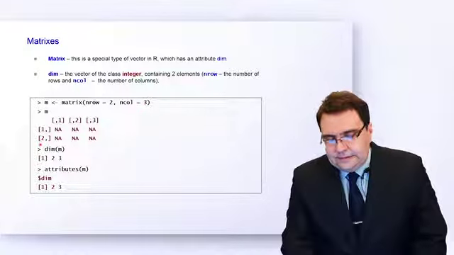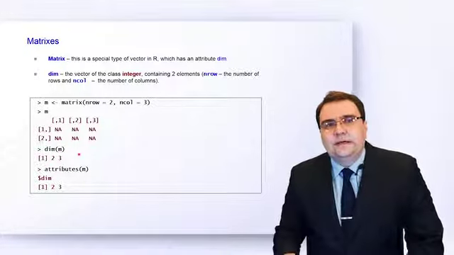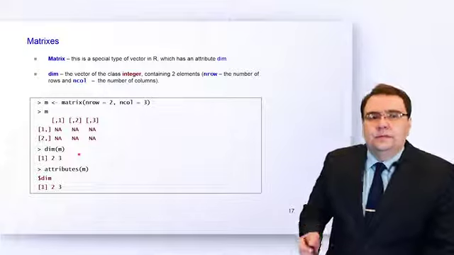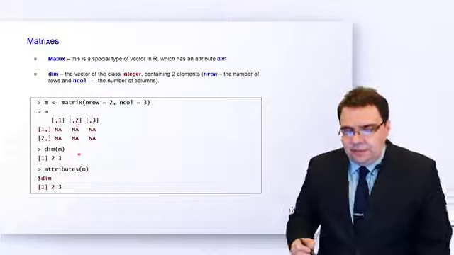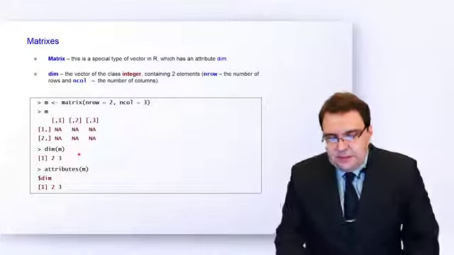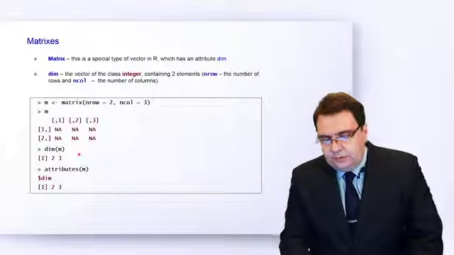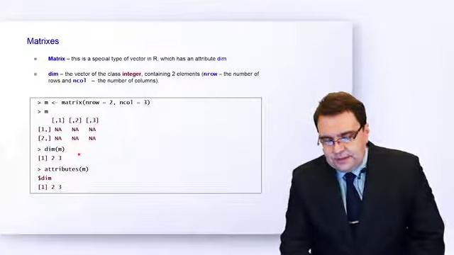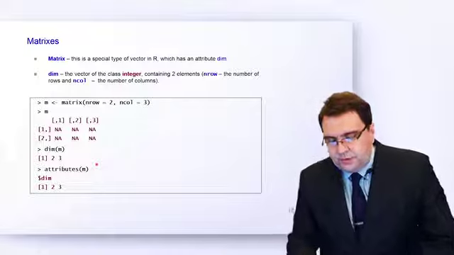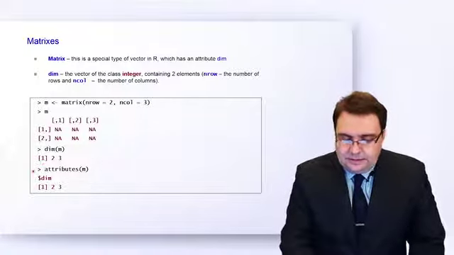If I write in the next line the function dim of M, then I will get the answer about the dimensionality of my matrix. It's 2 and 3. And then you can do the same with the function attributes, which results in the attribute dim.